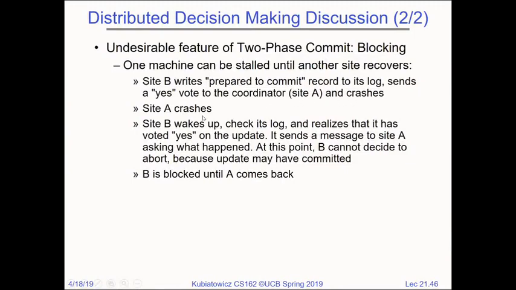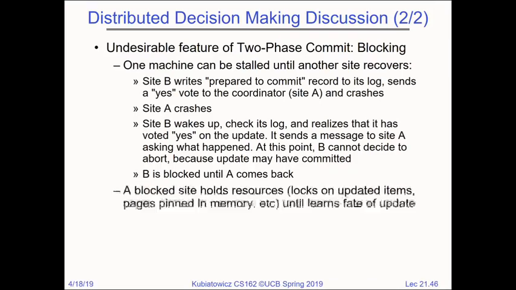Site A crashes. Site B wakes up, checks its log, hasn't heard anything, sends a message to A. What happened? I don't know. I crashed, and A's crashed, so it doesn't answer for a while, and eventually A comes back. You can just come up with these long-term blocking scenarios, and that just doesn't seem good in the global internet when you want to try to have thousands of things participating, right? So block sites holding resources until it learns of the fate of the update.